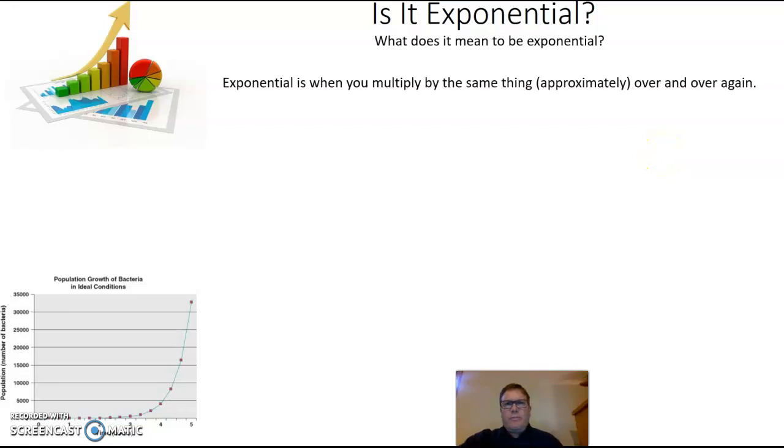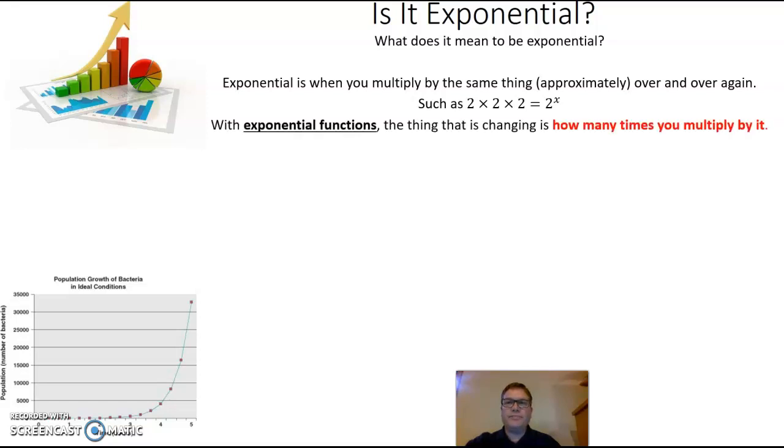So to start off with, exponential refers to a function or a situation where something's multiplying by itself many times. In this case, the variable is how many times. Okay, so 2 times 2 times 2 is 2 to some power. Well, that would be the third power. But I could go to the fourth power. I could go to the fifth power. I could multiply it by itself as many times as I want. That's what it means to be exponential. The thing that's changing is how many times you're multiplying something by itself.